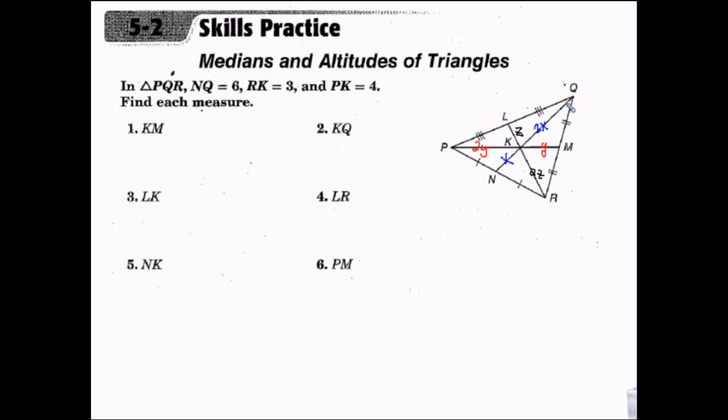Now NQ is 6. That's this whole thing. RK right here is 3. And PK right here is 4. So just check your answers. Any questions on this?